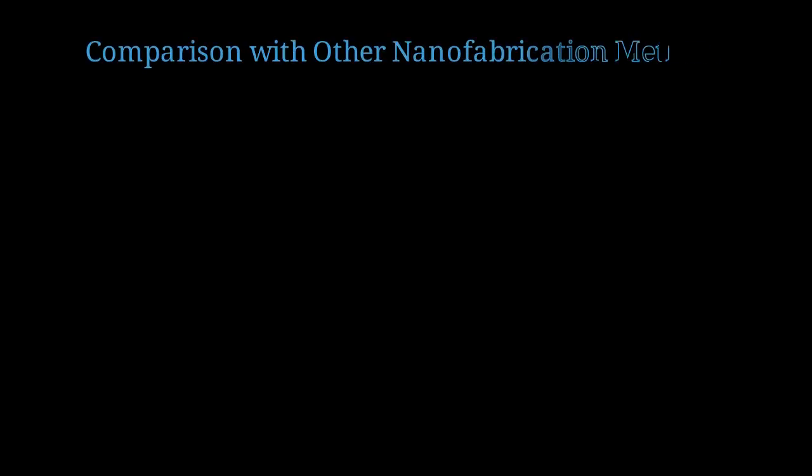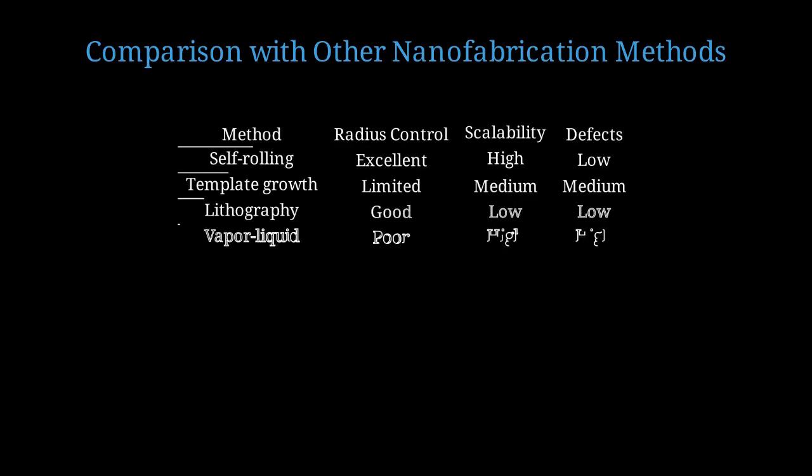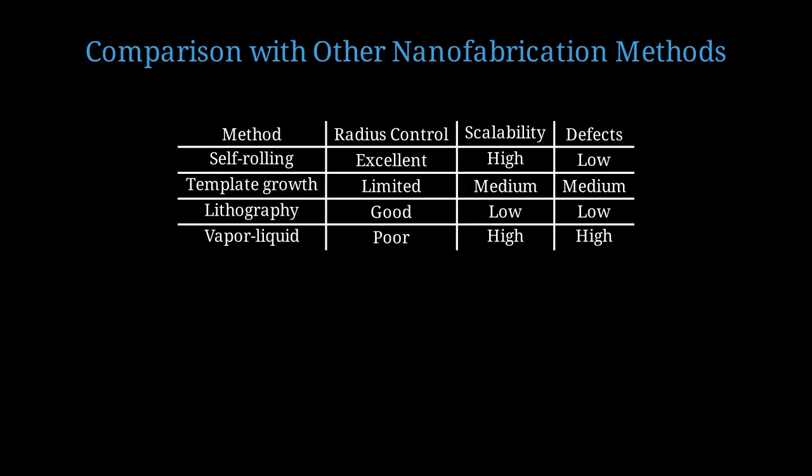How does this self-rolling approach compare with other methods for making semiconductor nanotubes? Let us compare several techniques. This table compares different nanofabrication methods. Self-rolling offers excellent radius control because it is determined by intrinsic material properties. It is highly scalable because many tubes form simultaneously, and defect density is low because the process is thermodynamically driven.